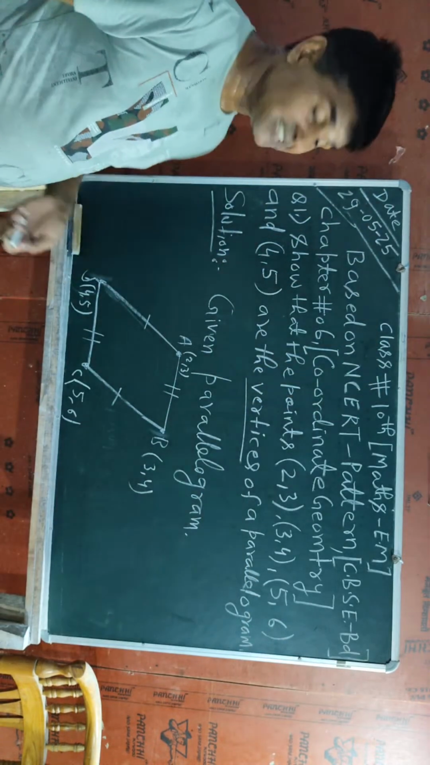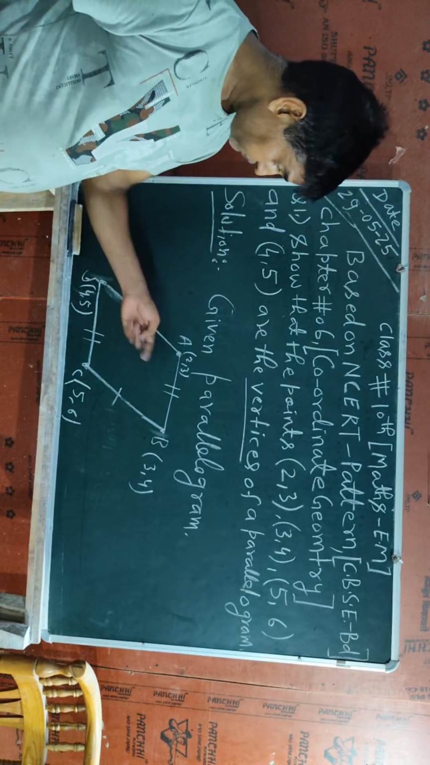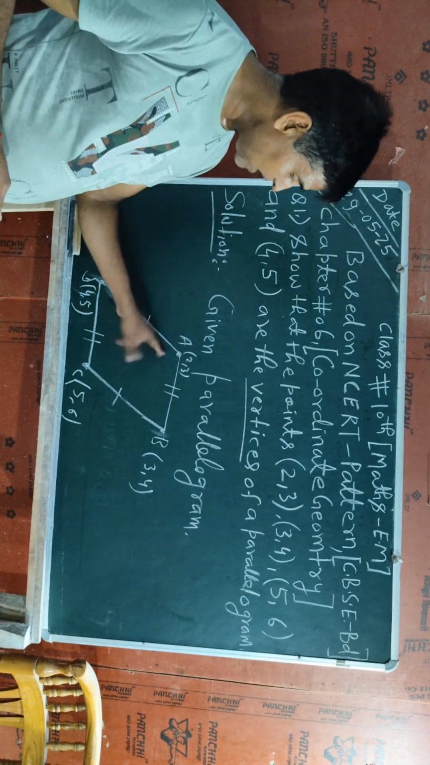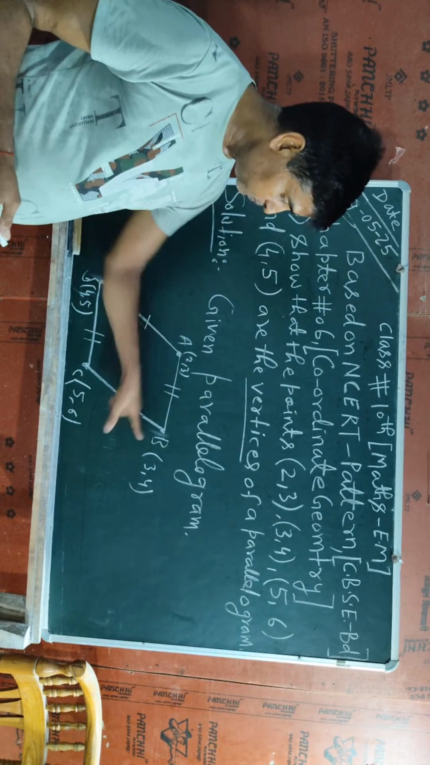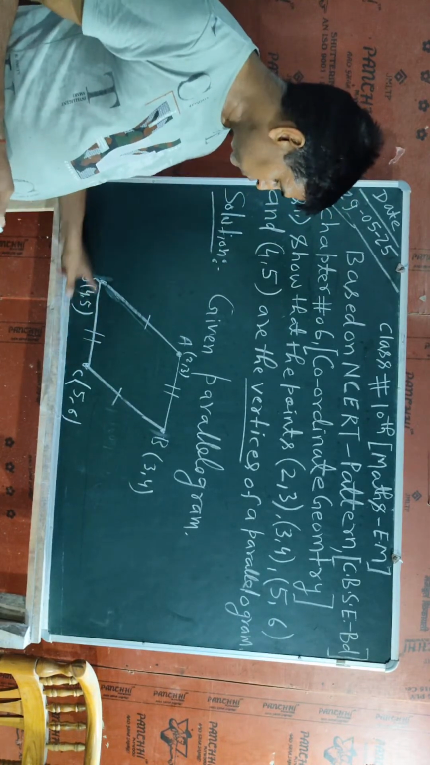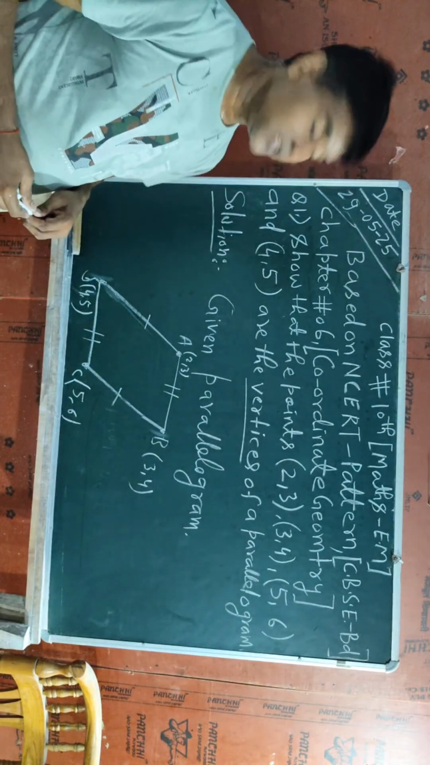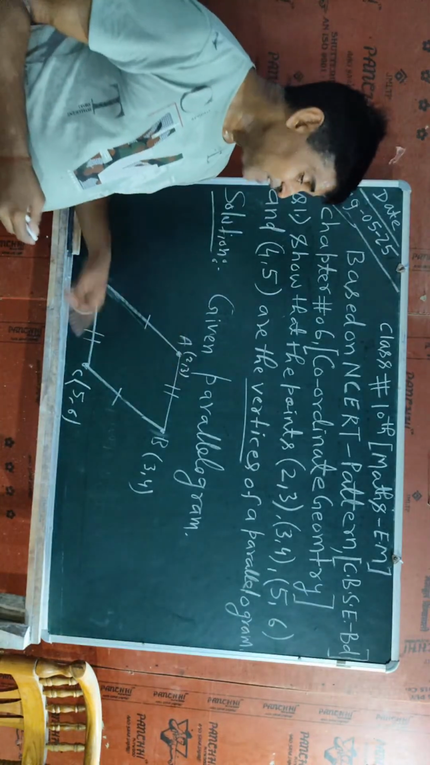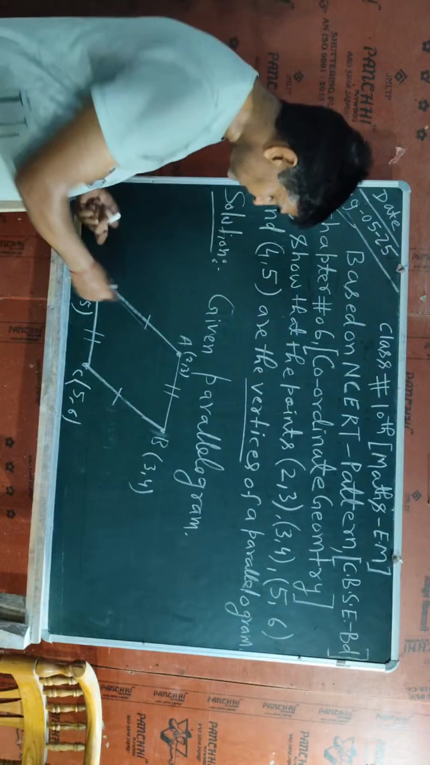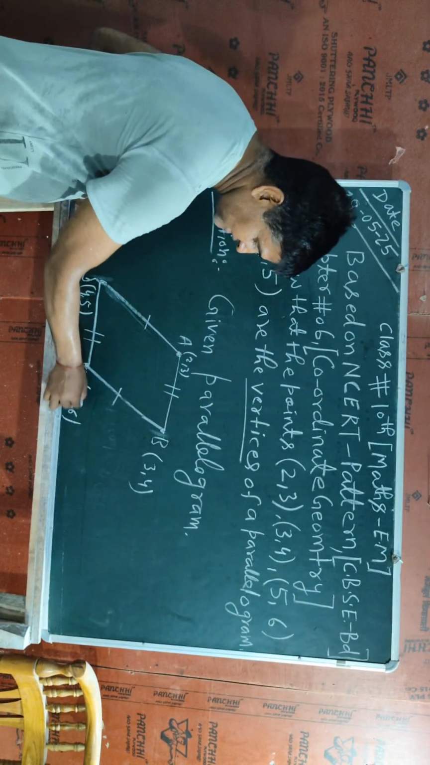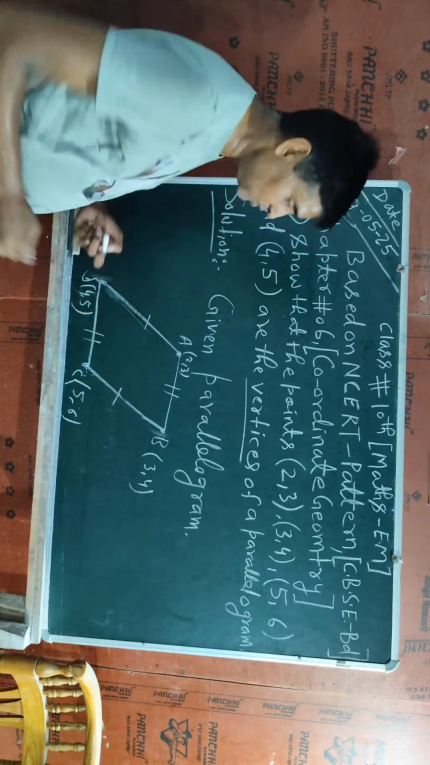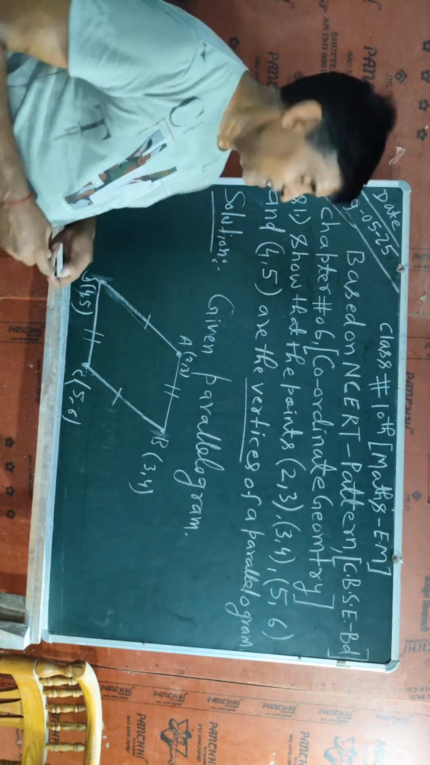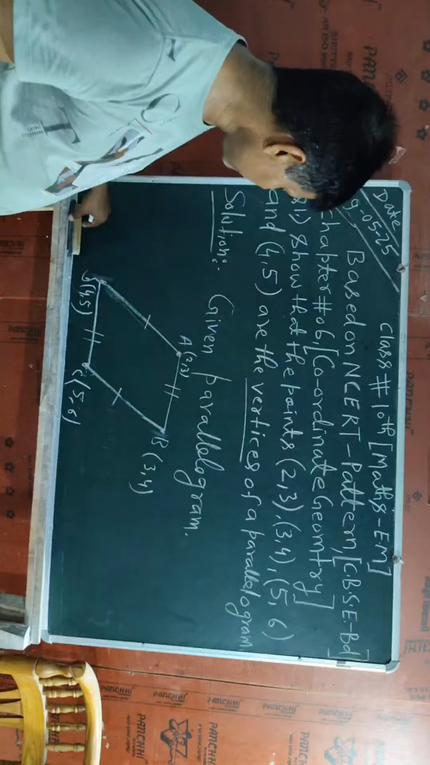So according to the distance formula, I will prove this. After applying the distance formula from point A to B and also point C to D, these 2 lengths will be equal. It means these 2 lines will be parallel to each other. If I extend this line, I will get this angle and this angle will be equal. The sum of this and this will be 180 degrees. Okay, so this is the required concept of the parallelogram.